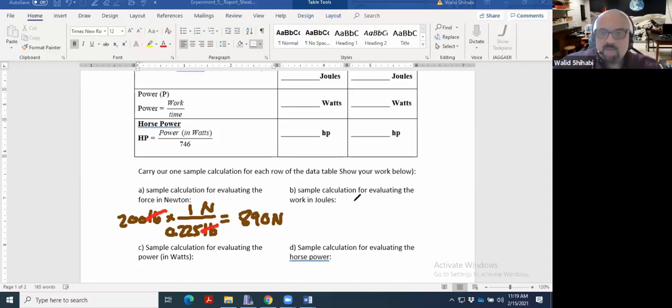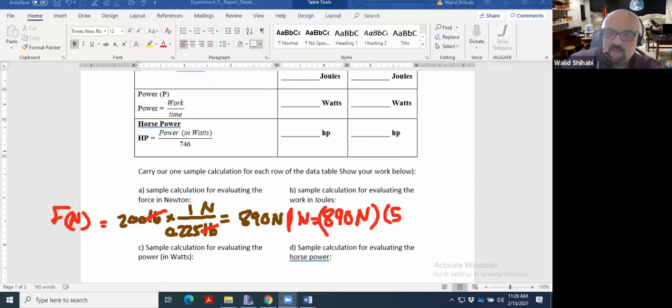The same thing for this calculation. Suppose you're calculating the work in joules. The work in joules here will be 890 Newton times, suppose the distance came out to be 2 meters. This is work, this is W, by the way. So 890 Newton times 2 meters, Newton times meter will give you joule. And 2 times 890 will give you 1780 joules, okay? And so on.